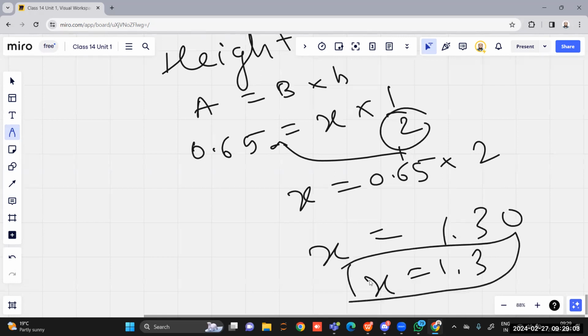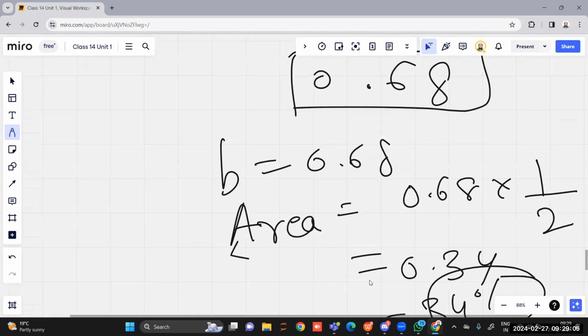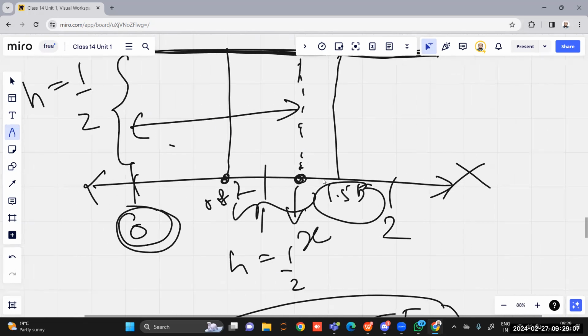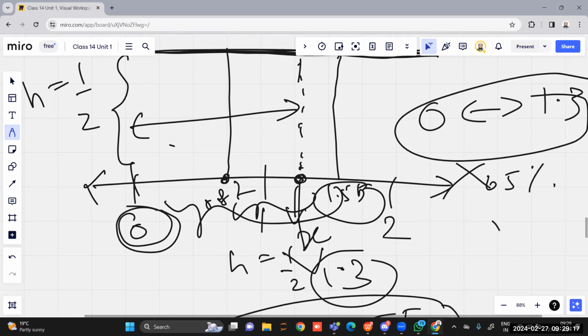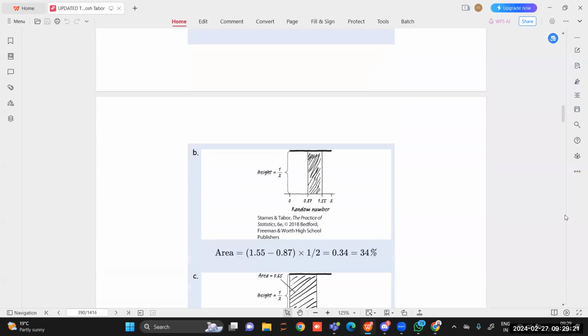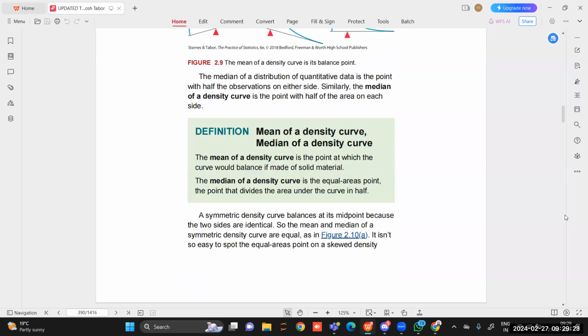So the 65th percentile of the data will be somewhat 1.3. So 65% of data lies between 0 and 1.3. That was the conclusion.